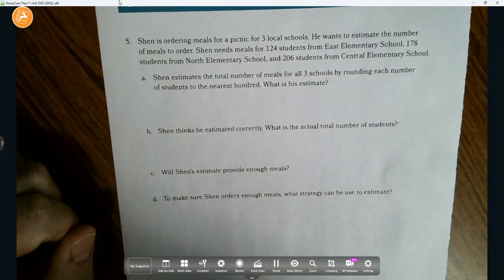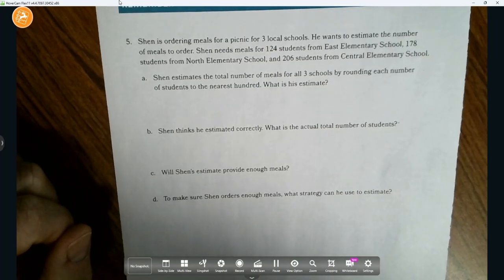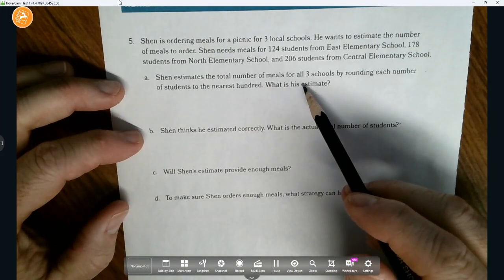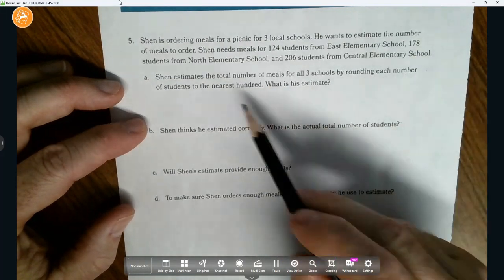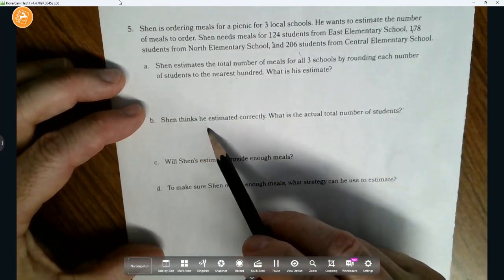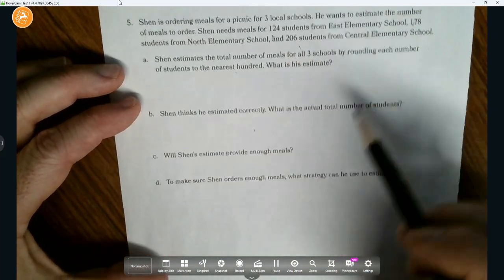Shen is ordering meals for a picnic for 3 local schools. He wants to estimate the number of meals to order. Shen needs meals for 124 students from East Elementary School, 178 students from North Elementary School, and 206 students from Central Elementary School. Okay? Shen estimates the total number of meals for all 3 schools by rounding each number to the nearest 100. So round these to the nearest 100. Shen thinks he estimated correctly. What is the actual total number? So then add those 3 numbers.